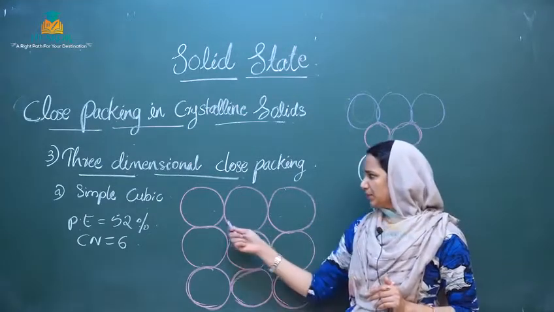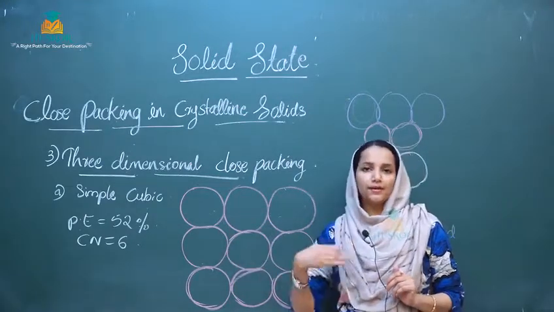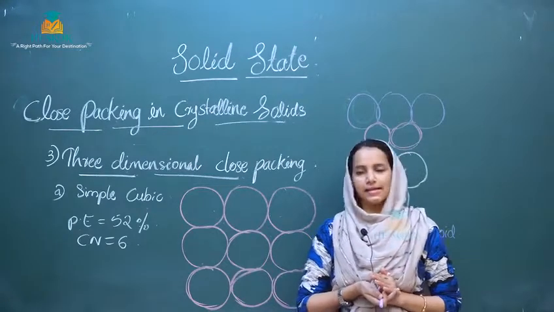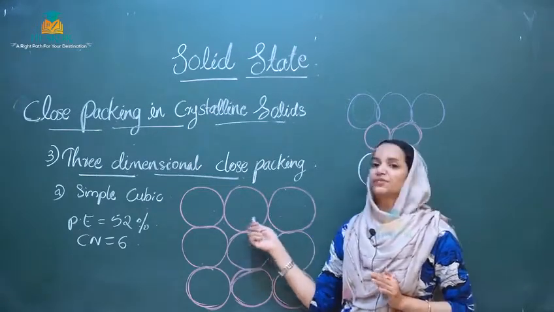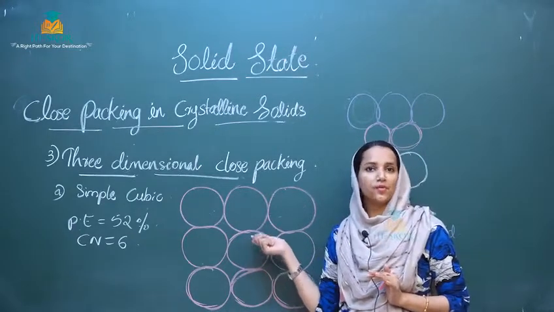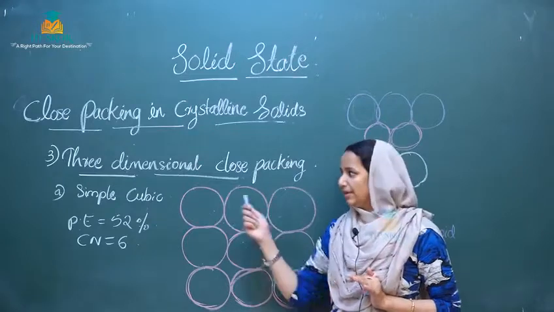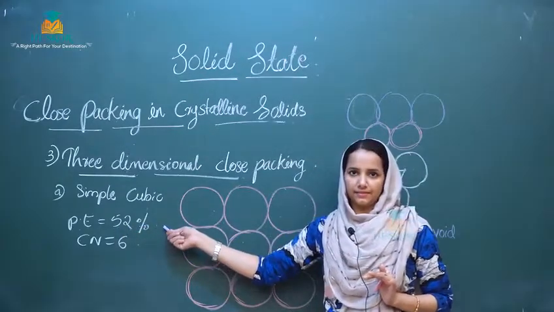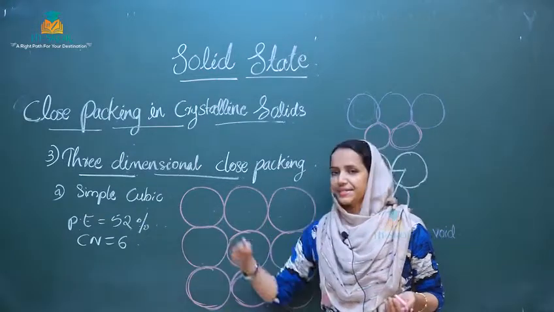Okay. So, here there is the possibility of seeing a larger number of vacant spaces or voids, isn't it? So, lots of the space will be empty. So, the formation of voids will be more. So, here what about the packing efficiency? It is only 52%. Okay. So, what about the coordination number?